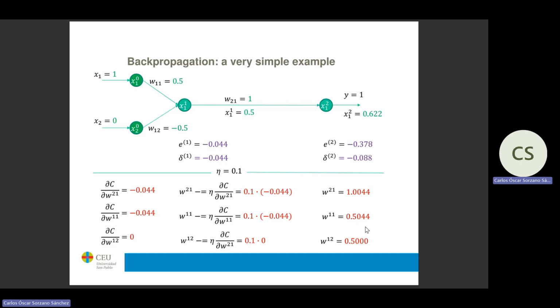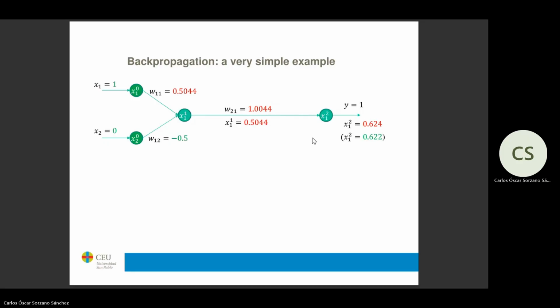And this one doesn't change. And it is interesting. Actually, I made a mistake. There should be a minus here. So this should be minus 0.5. And the reason why it doesn't change is because the input is 0. And if the input is 0, this weight has not been used to compute the output. So I don't know how to change the weight so that the output is better, because it has not been used. So it makes a lot of sense that we don't change that weight.